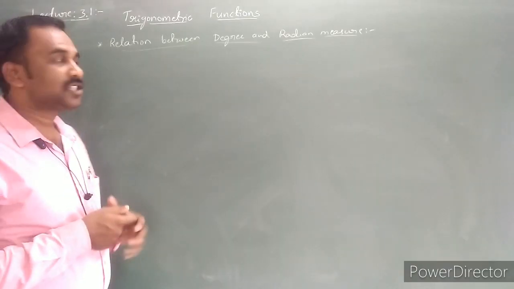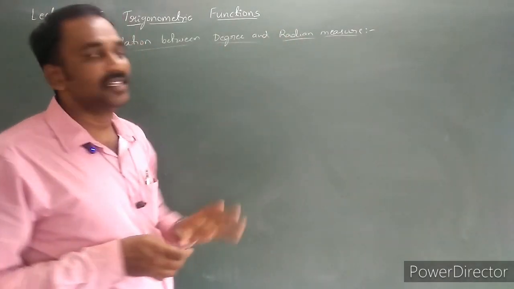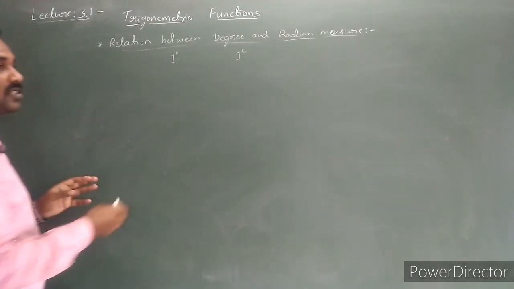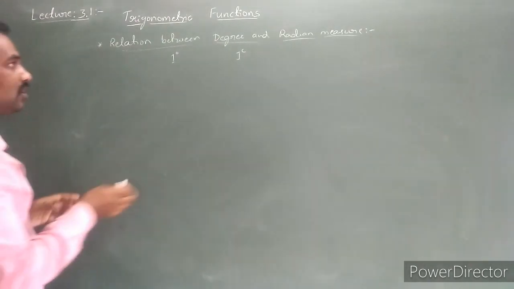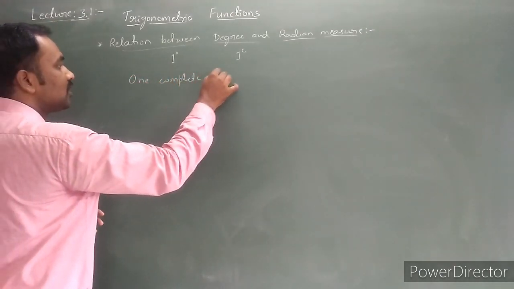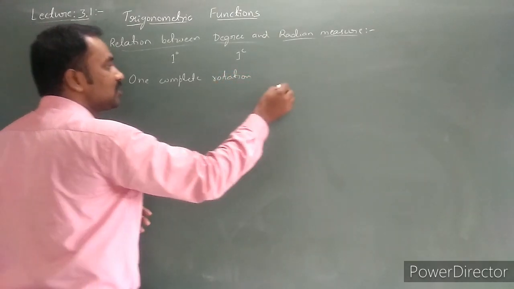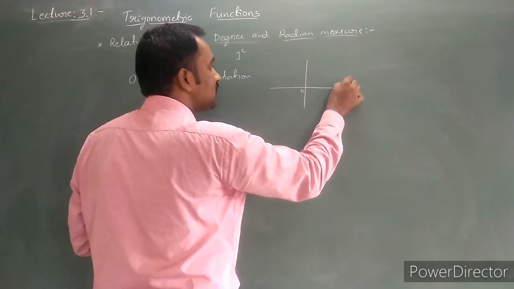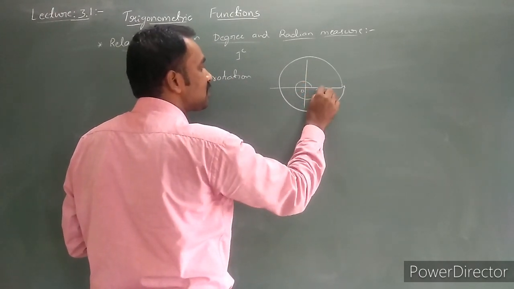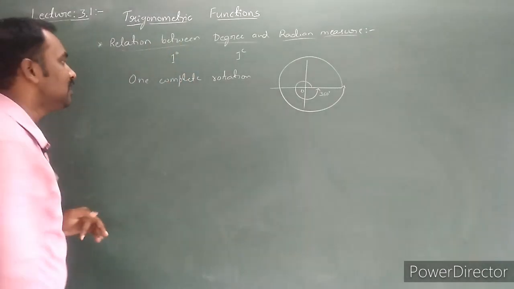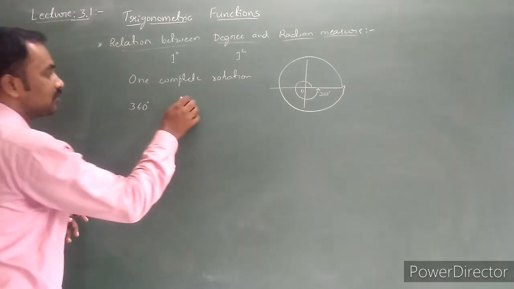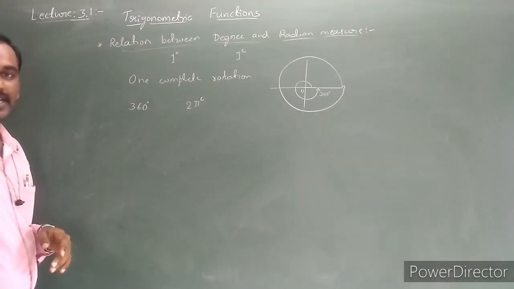Next point is the relation between degree measure and radian measure. You already know degree measure is 1 degree and radian measure is 1 radian. When these two measures are equal, we compare them. Suppose one complete rotation is over. For example, this is the center O. If A completes one rotation at the center, it subtends 360 degrees. In terms of radian, we have to take it as 2 pi radian.